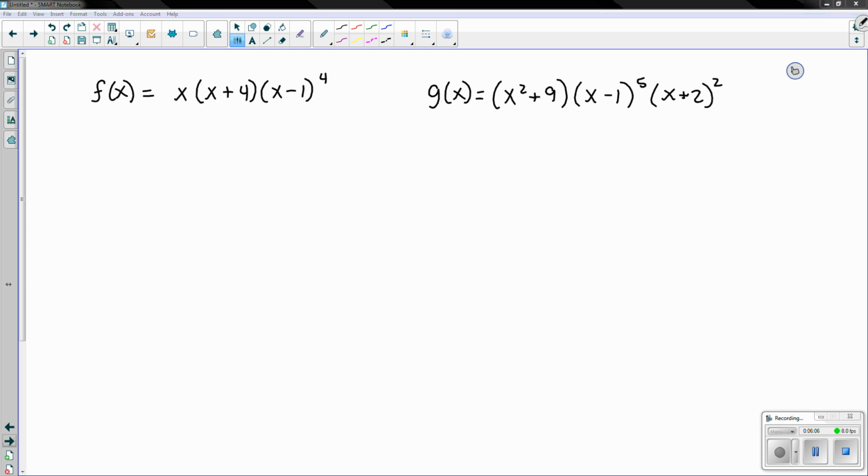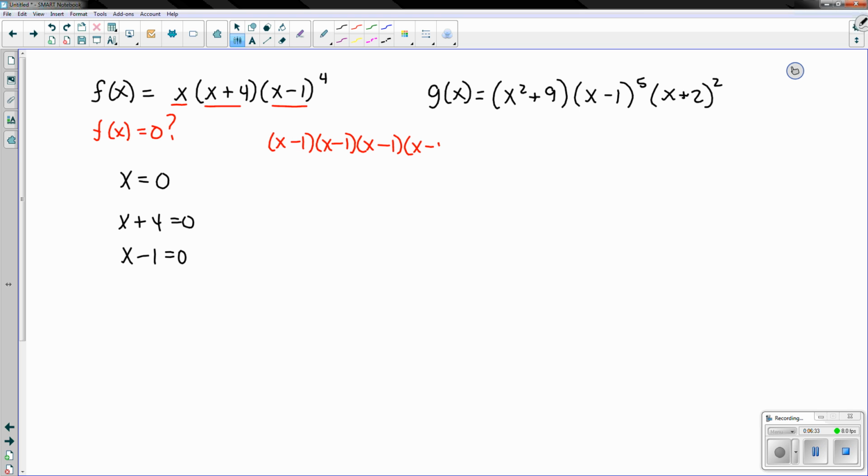So for f of x, we want to know when this equation equals 0. Using the zero product property, any one of those three terms needs to equal 0 for this function to equal 0. So x could equal 0, x plus 4 could equal 0, or x minus 1 could equal 0. Now you'll notice the x minus 1 is raised to the power of 4. As a reminder, that means x minus 1 multiplied together 4 times. I don't need to expand it out as long as I'm aware that's what it means, and I don't need to write x minus 1 equals 0 four times in total.